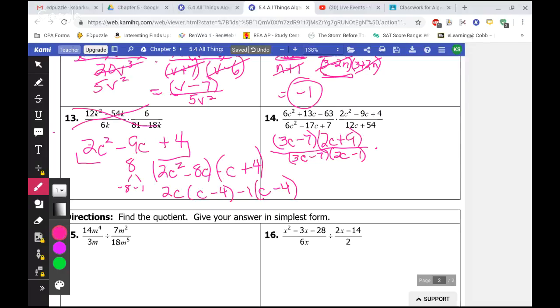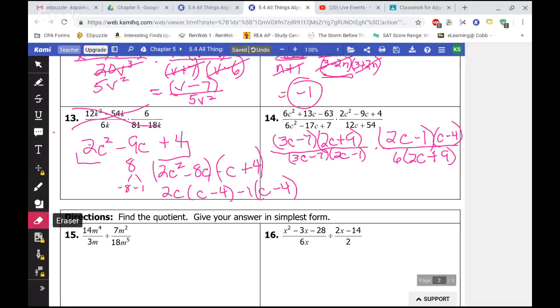So now I have at the top 2c minus 1 and then c minus 4 all over. And then I can factor out a 6 of the bottom. And that leaves me 2c plus 9. So there's quite a bit of factoring in that one, for sure.